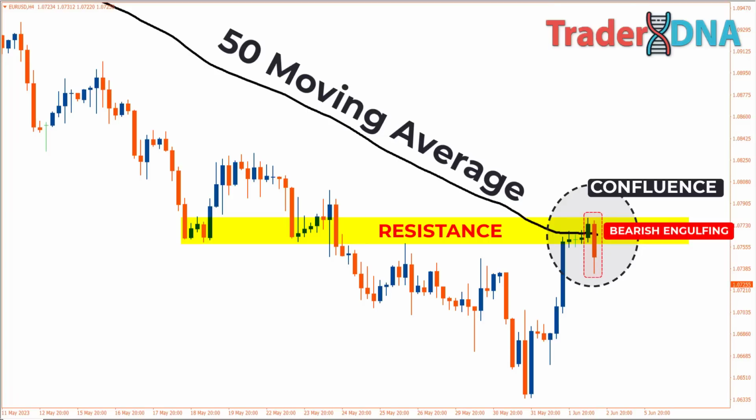For a stronger confirmation, you can wait for the formation of the next candle, which turns out to be another substantial red candle. This presents a favorable opportunity to take a short position. Let's now illustrate this concept using another chart.